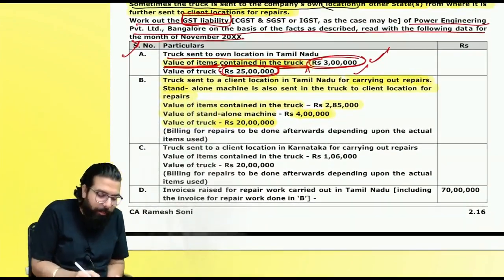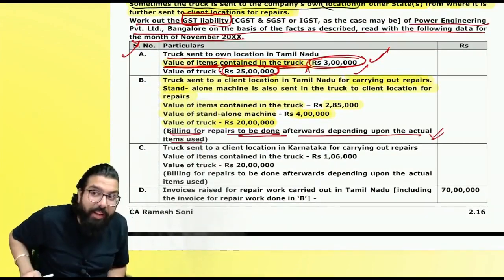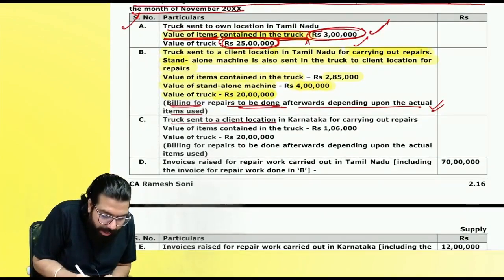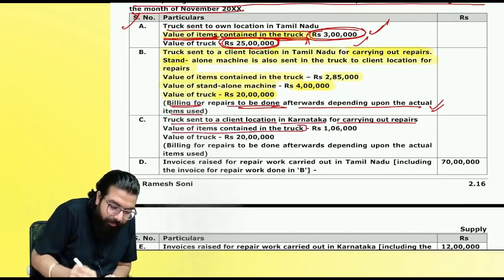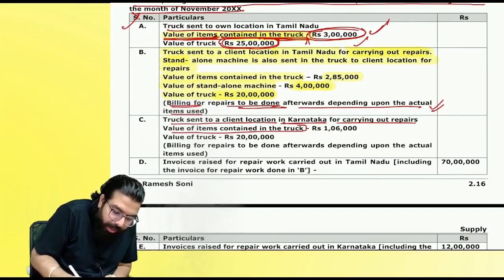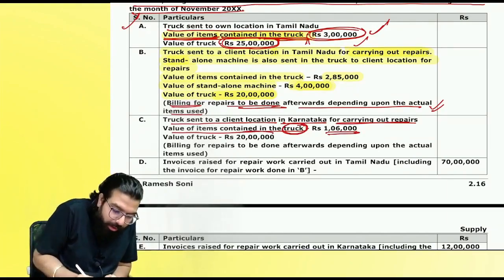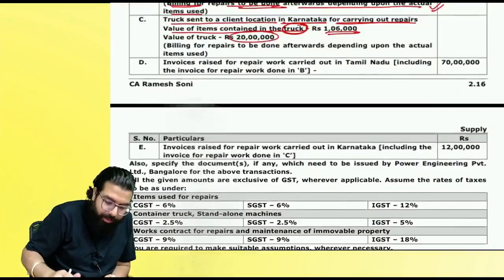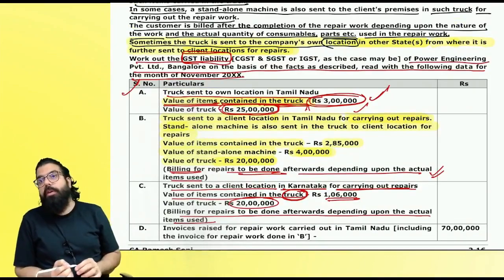Repair and maintenance, they are telling billing for repair will be done afterwards depending on actual. On billing will GST come? Yes. Next. Truck sent to client location in Karnataka for carrying out repair. Baba, see. Truck sent to Karnataka for carrying out repair. What will happen over here on the 1,06,000? Will GST come? No. On the truck, will GST come? No. So if you see over here, on both of them there will be no GST. Then billing will be done on actual items used.